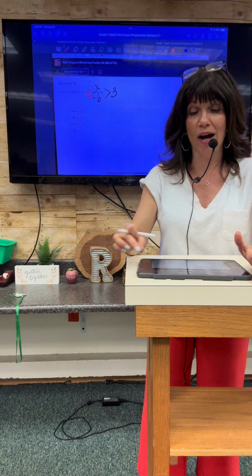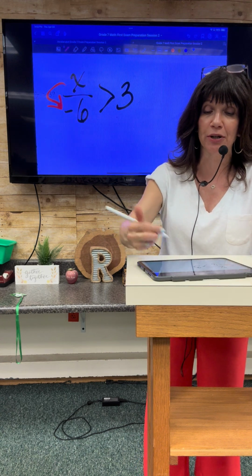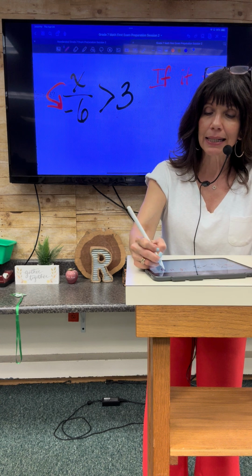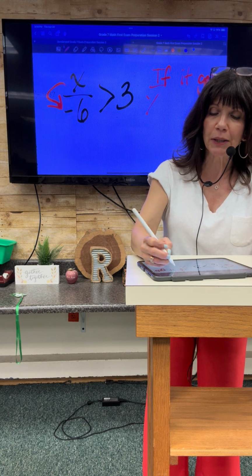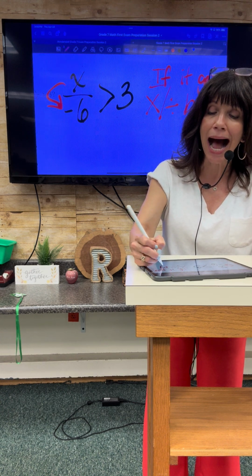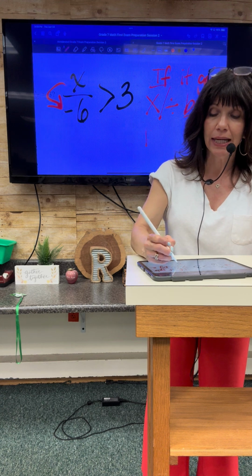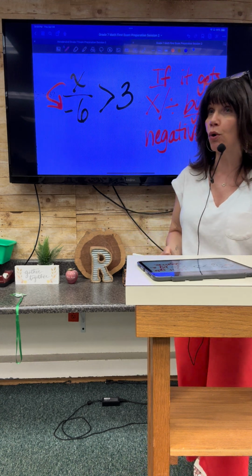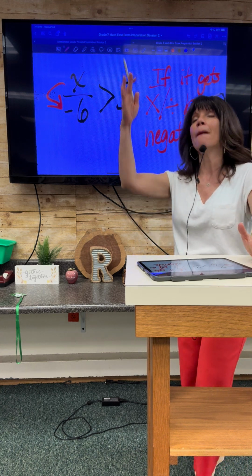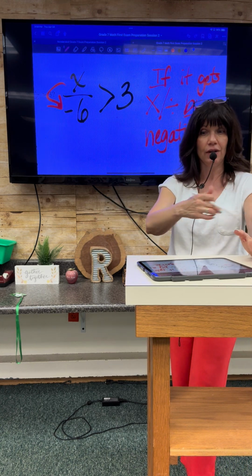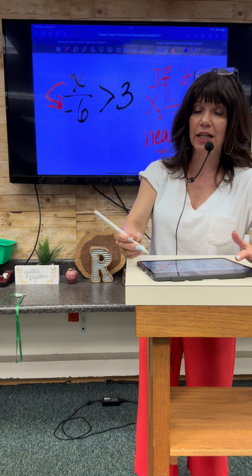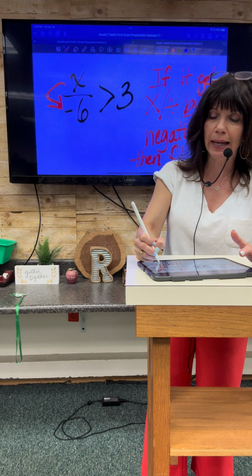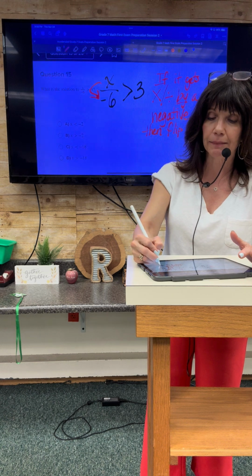We did that a little while back, so I think we need to refresh our memory. So write yourself a note. If it gets multiplied or divided by a negative. It's not just when you see a negative, but if you had to divide or multiply both sides by a negative, then you flip the sign. If it gets multiplied or divided by a negative, then flip the sign.